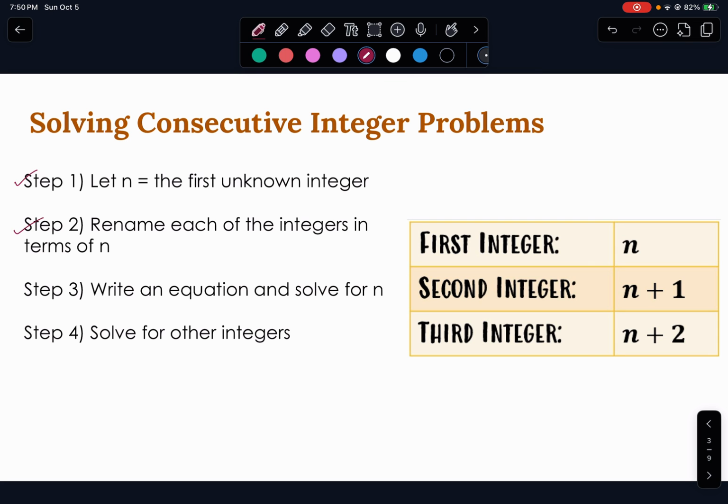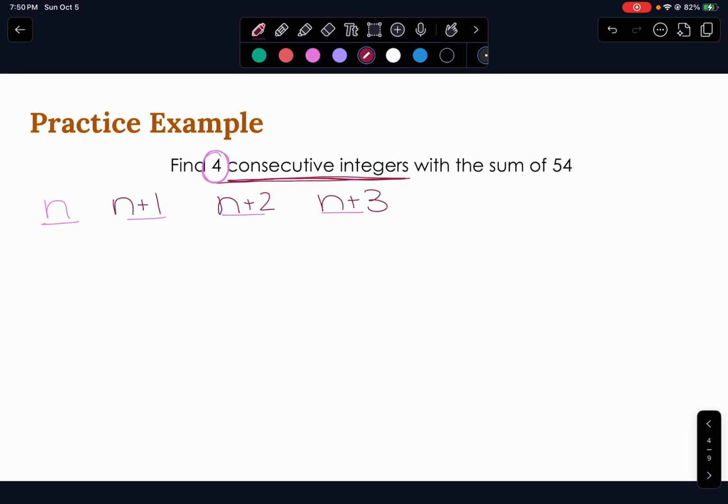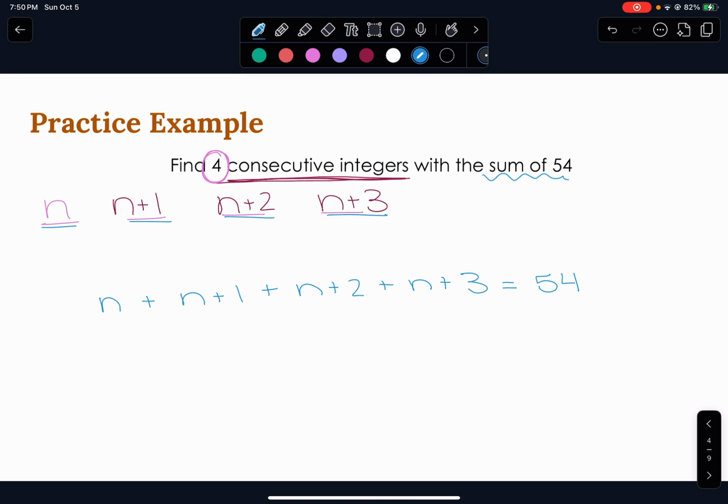Now we want to write an equation for our word problem. Our word problem tells us that these 4 integers have to sum to 54. So I know sum means to add. So I can say that n plus n plus 1 plus n plus 2 plus n plus 3 equals 54. All I did was take each of these and add them together. I put plus signs in between, and I said they're going to equal 54. That's how I got that equation.